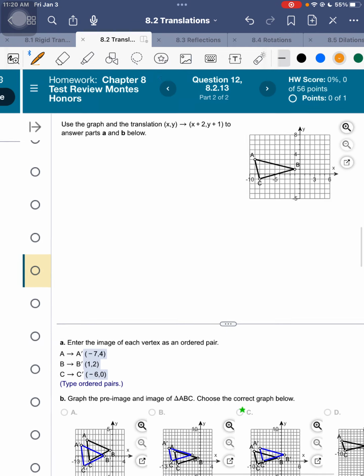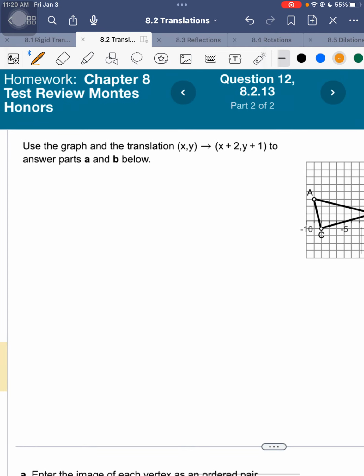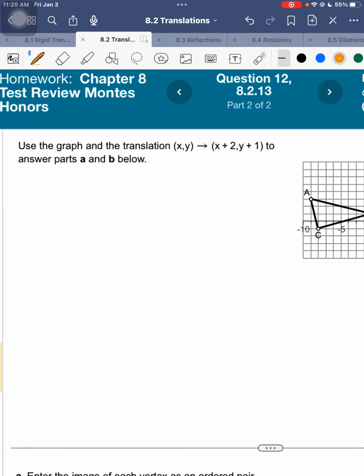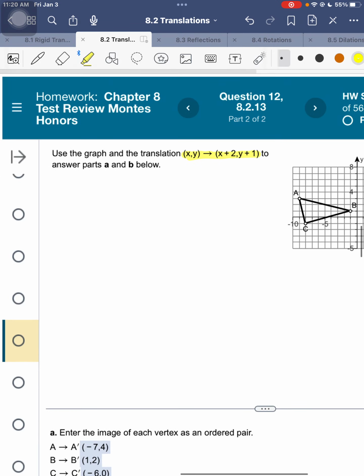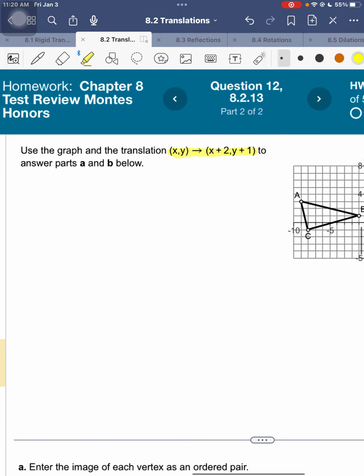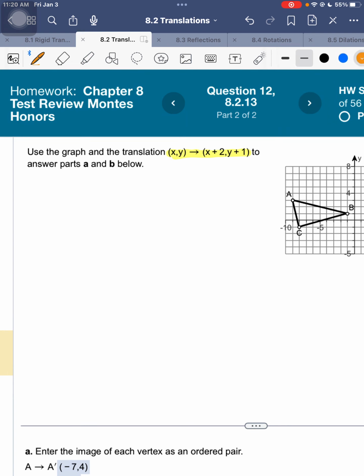Okay, right here. So with this one, use the graph and the translation rule. We can also call it a translation rule to answer parts A and B. So they want us to enter the image of each vertex as an ordered pair. So guys, when you have a problem like this, please take the time to show your work and write each value of each vertex. So my A is what? (-9, 3).